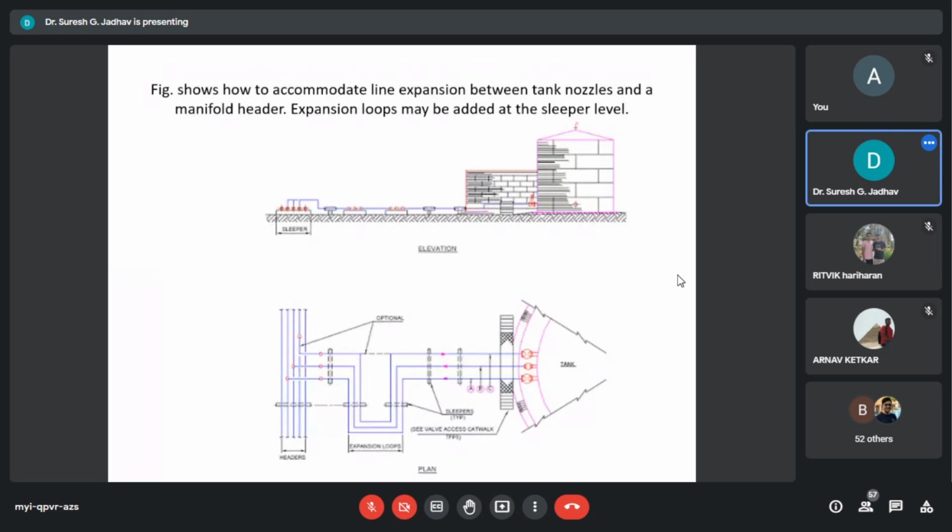Expansion loops may be added at the sleeper level. So here for future expansion, what we consider is the future expansion with the help of rack width calculation, actual rack width calculation and future calculation with the help of two numerical relations. So we have to lay down the expansion loop in the sleeper levels in the process industry or petrochemical industries. Then we can install the different kinds of pumps.